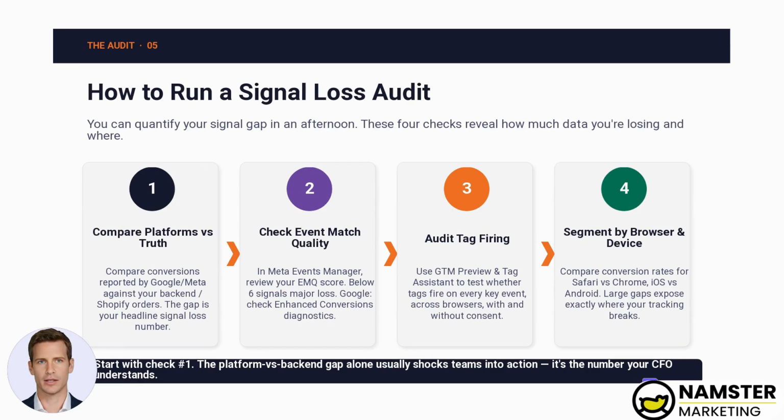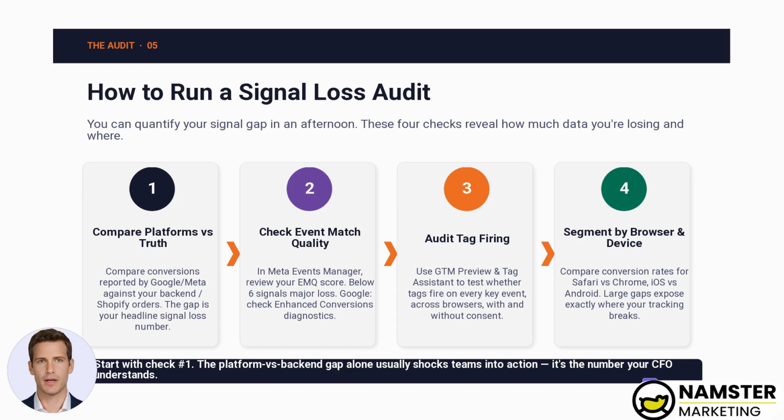How do we quantify this gap? A signal loss audit is a strategic imperative that can be executed in a single afternoon. We focus on 4 key checks. The first and most important is comparing platform-reported conversions against your source of truth, such as your backend CRM or Shopify orders. This gap is the headline number that your CFO will care about most.